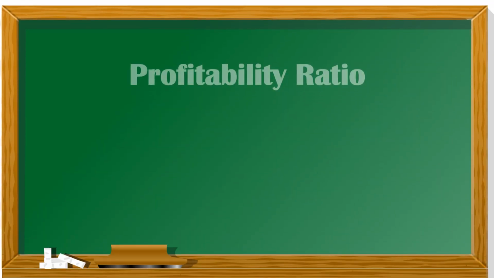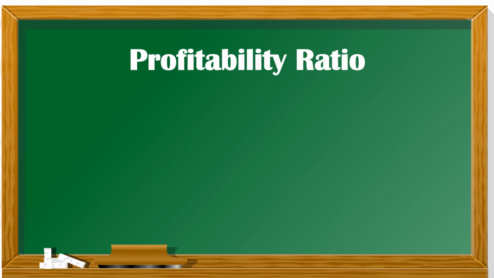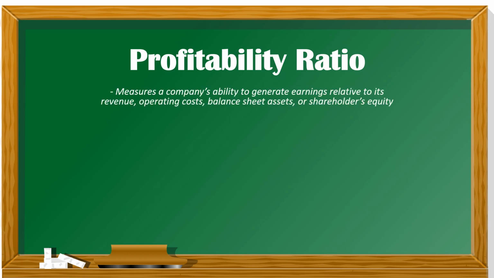Now we have here the profitability ratio, the third category for our ratio analysis. Profitability ratio measures a company's ability to generate earnings relative to its revenue, operating costs, balance sheet assets, or shareholders' equity. Basically, it is the group of ratios that shows the combined effect of liquidity, asset management, and debt on operating results.